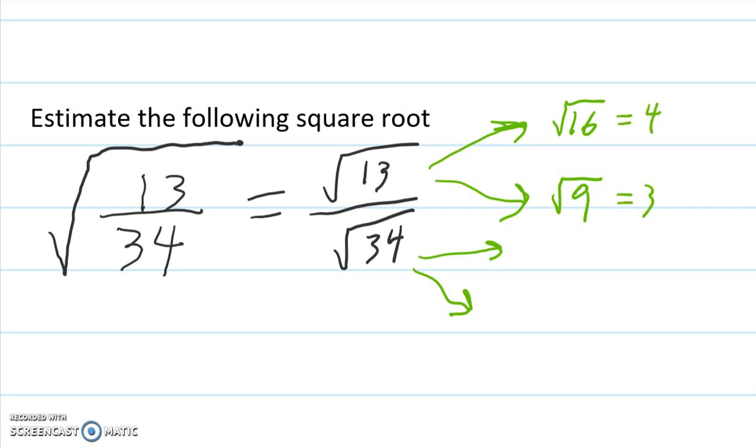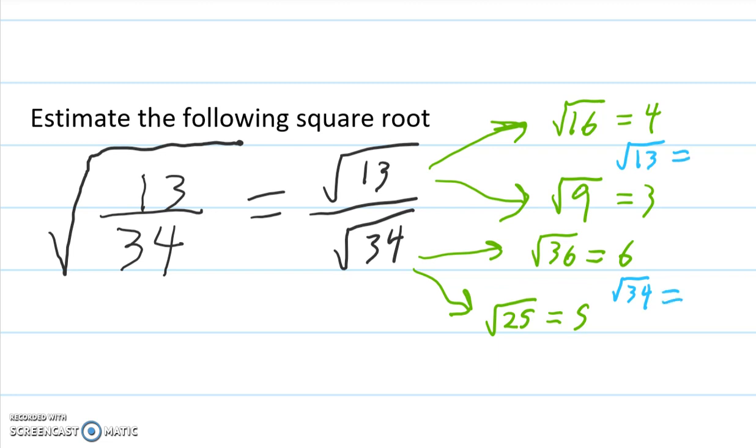We're going to break up the square root of 34 into two different ones as well, the square root of 36 and the square root of 25, which is 6 and 5. So we know that the square root of 34 has to be in between these two numbers, and the square root of 13 has to be in between these two numbers.